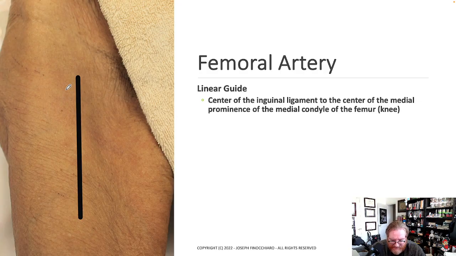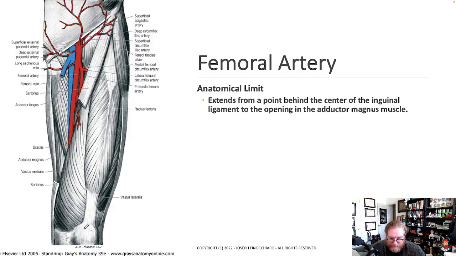The linear guide is the center of the inguinal ligament. Remember, the ligament is coming like this. It runs the entire basic length of the hip to the center of the medial prominence of the medial condyle of the femur. Basically, from the center of the ligament all the way down to the medial point of the knee. And the limit, again, starts at the inguinal ligament to the opening in the adductor magnus muscle.